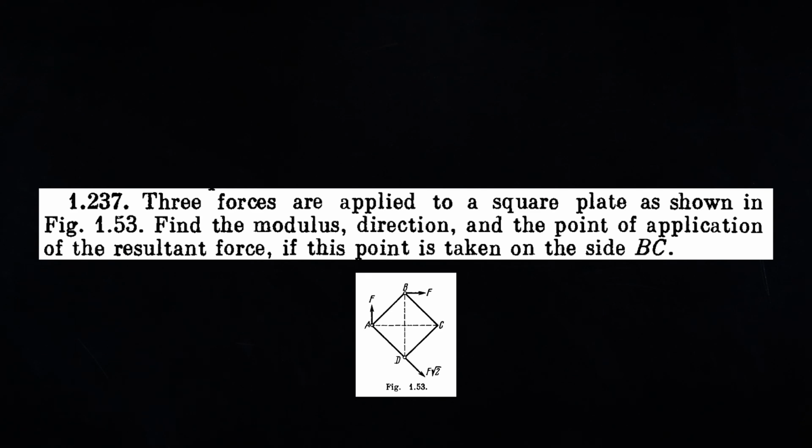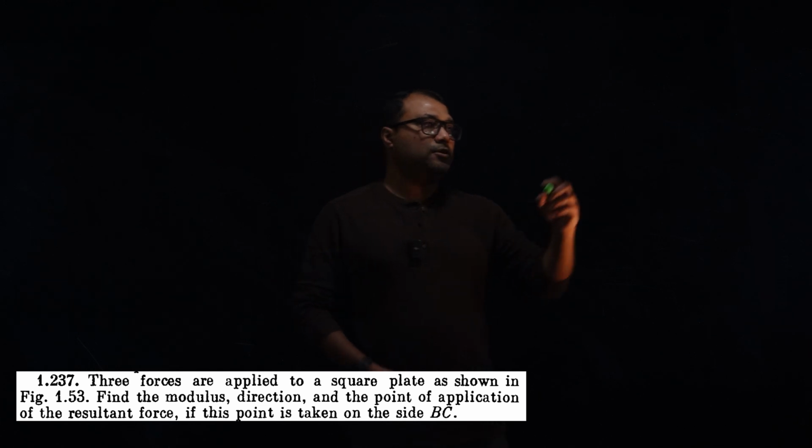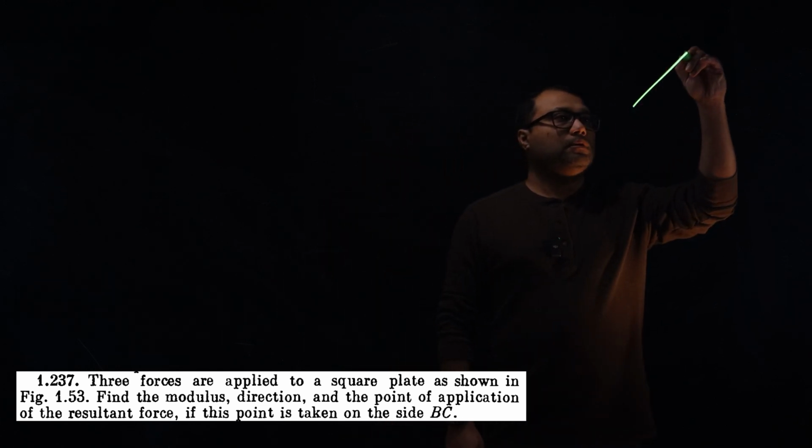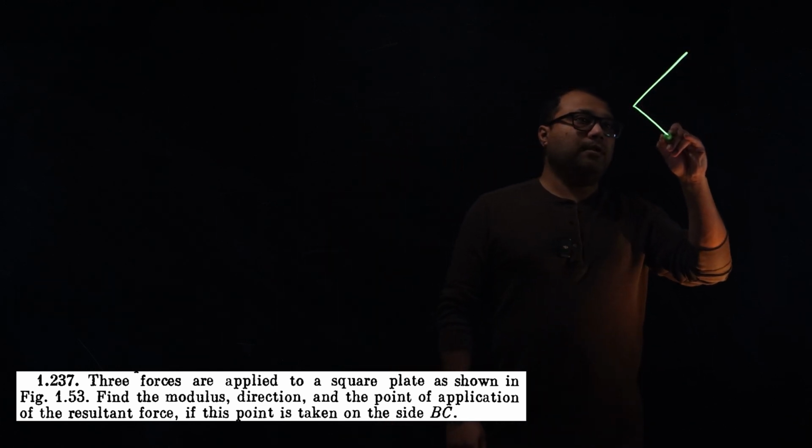Irodov problem number 1.237. Three forces are applied to a square plate as shown in the figure. Find the modulus, direction and the point of application of the resultant force if this point is taken on the side BC. So let's draw the diagram. So here is a square plate.